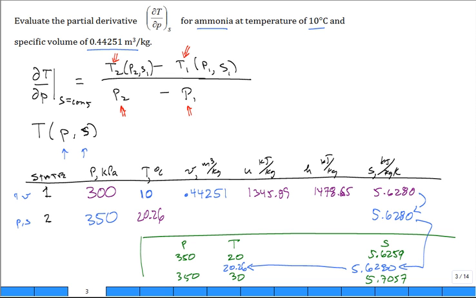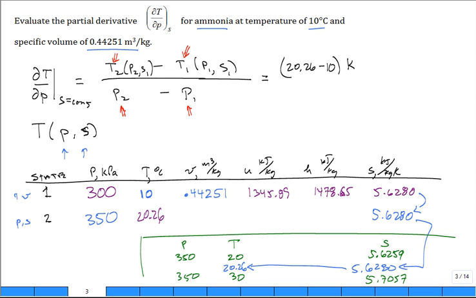So that gives me the only other unknown in this derivative. So go ahead and compute the derivative, 20.26 minus the temperature state 1, 10. This was degrees C. Could I substitute Kelvin right now? Sure can. It's a temperature difference. A temperature difference of 1 degree C is exactly the temperature difference of 1 Kelvin.